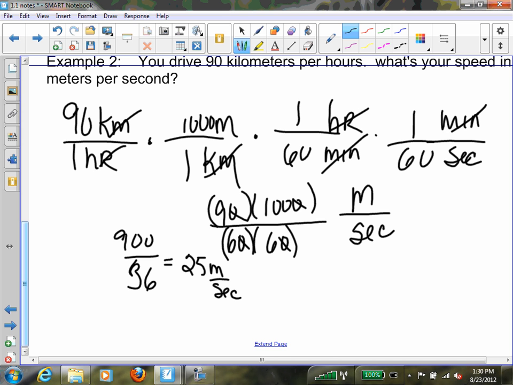Well, I reduced these by 10, and I reduced these by 10, right? I'm just reducing my fractions. And so that left me with 900 up top and 36 in the bottom. But you don't have to reduce that down. You can just multiply all of it out. Did it not come down to 25? Oh, okay. Abigail?